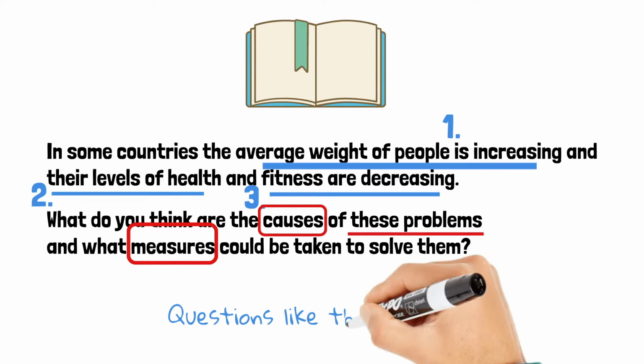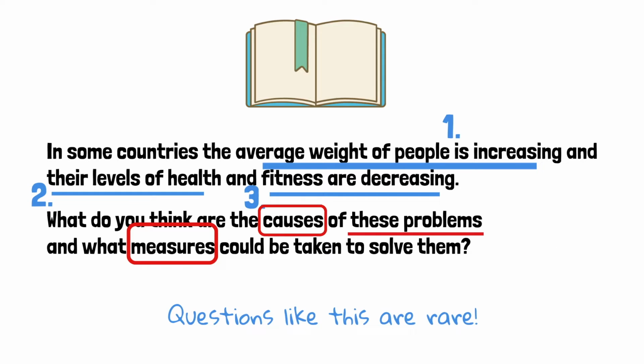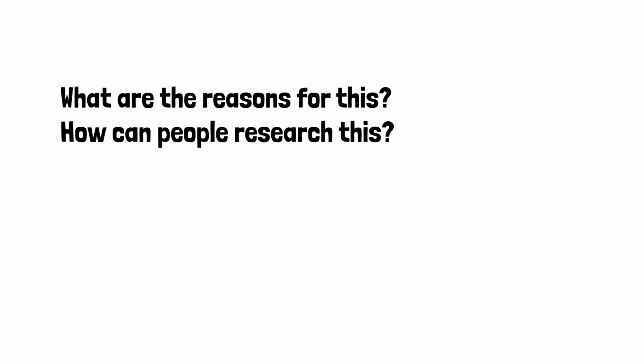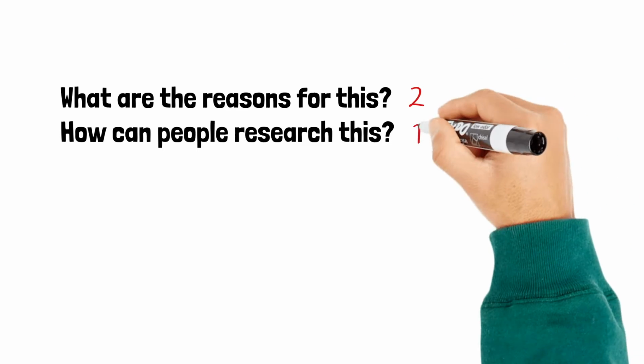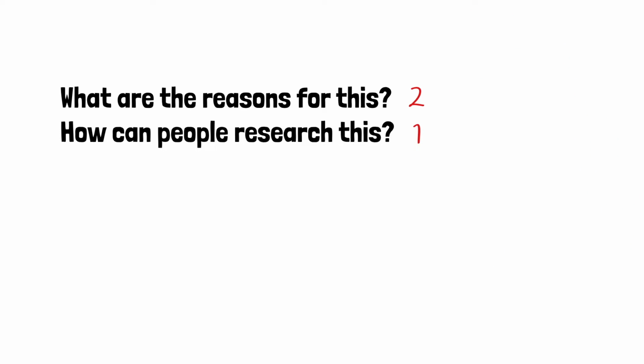However, the chances of you getting a question that asks you to write 2 causes and 2 solutions, that's 4 main ideas, are low. 4 main ideas are really too many to write. You are more likely to get a combination like this. What are the reasons for this? How can people research this? 2 reasons and 1 solution, that's 3 main ideas.